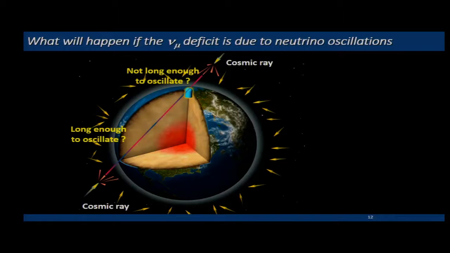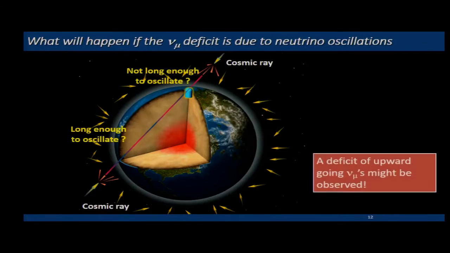Neutrinos are produced in the upper atmosphere above us, maybe 10, 20 kilometers above us. They come to the detector, and they only travel 10 to 20 kilometers. Therefore, maybe they have no time to oscillate. However, neutrinos created on the other side of the Earth have to travel long distances, typically 10,000 kilometers. Therefore, these neutrinos might have enough time to oscillate.